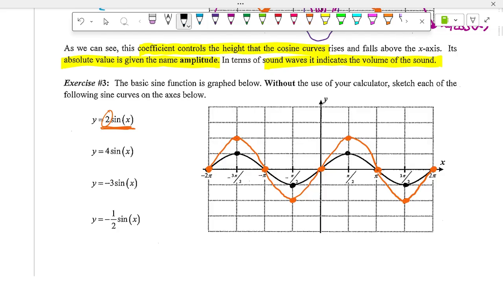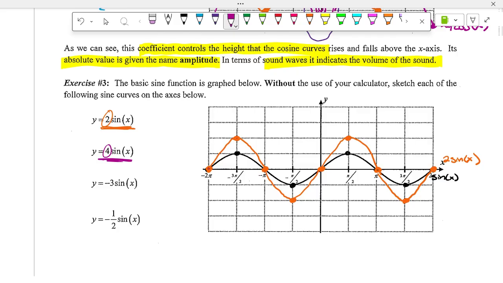So the black graph was sine of x. The orange graph is 2 sine of x. Okay, let's try the next one. So what am I going to multiply my y values by? 4.